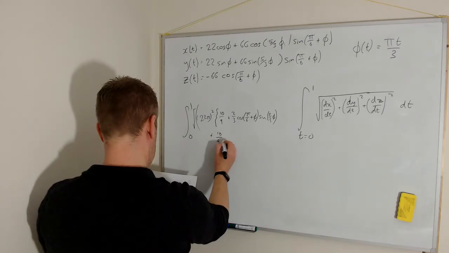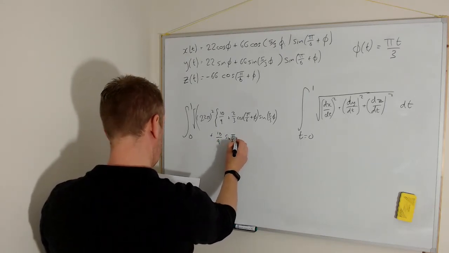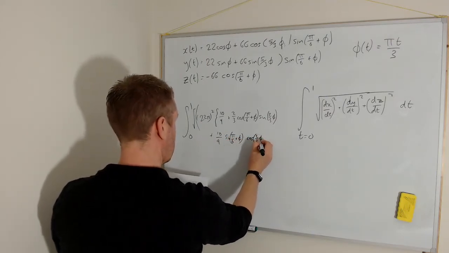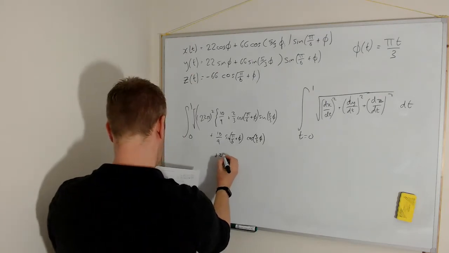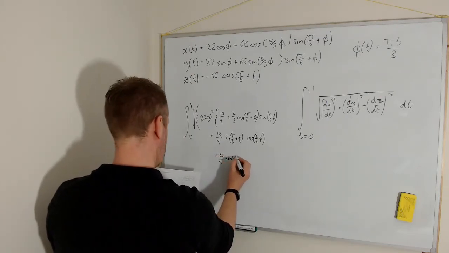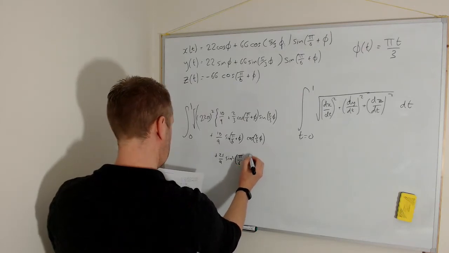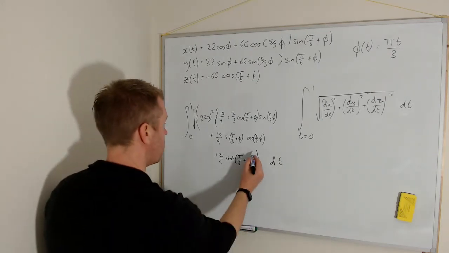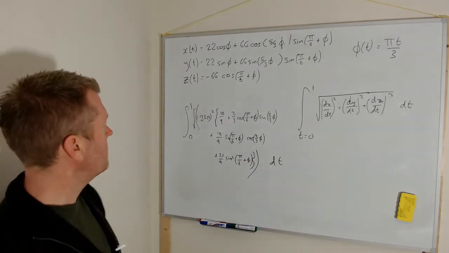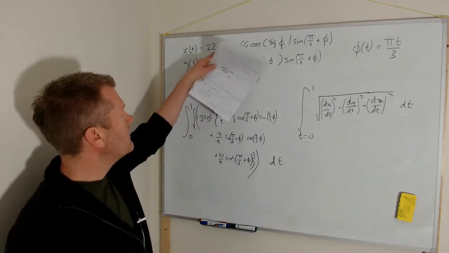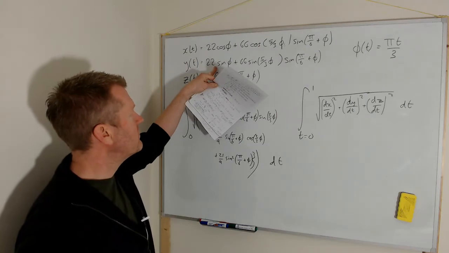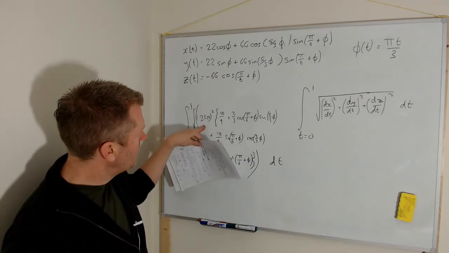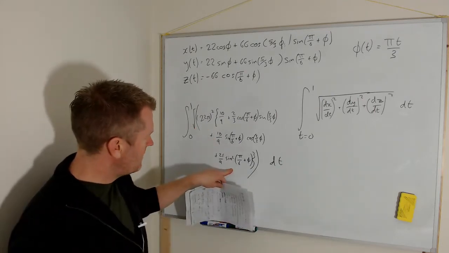Plus 10 over 9 sine dt. So I think that's the right number of brackets. See if you can get there. So you've got to differentiate this, square it, differentiate this, square it, differentiate this, square it, add them all up, do a lot of cancelling, see if you can get to this point.